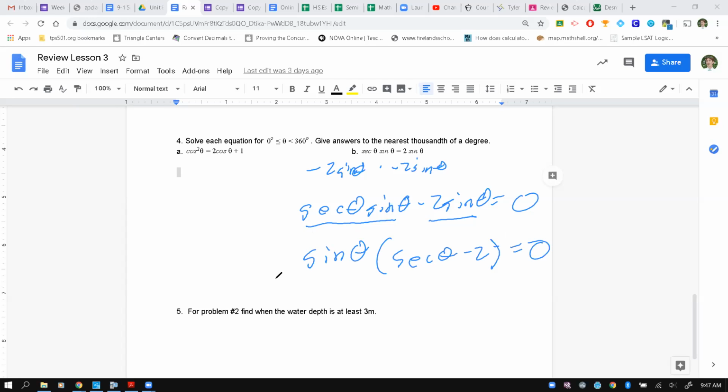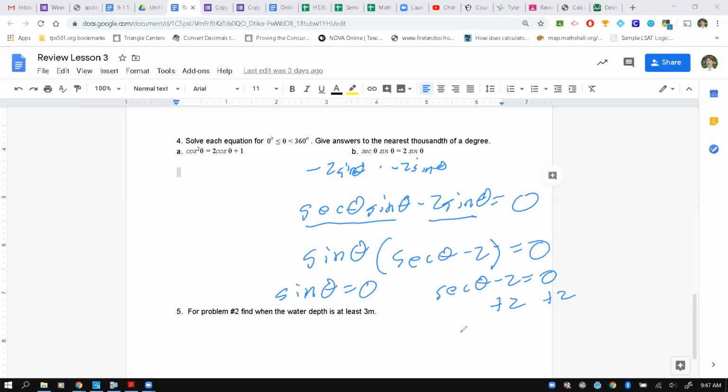And then it's just like where you left off on the previous problem. We're going to set those factors equal to 0 and solve both of them. For this one, you can take sine inverse. For this one, you'll add 2 and take the secant inverse.